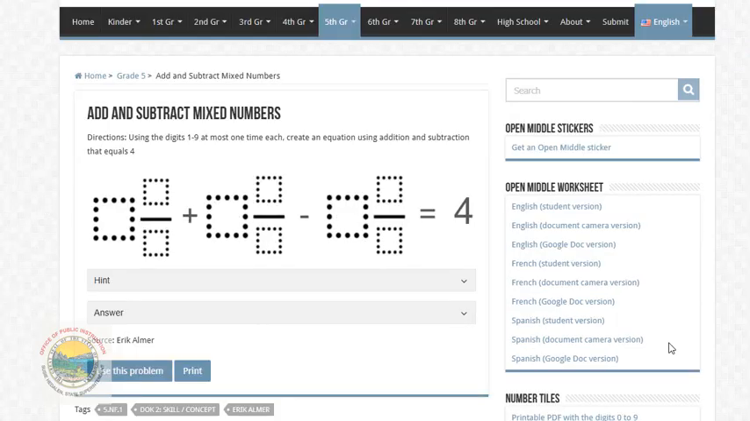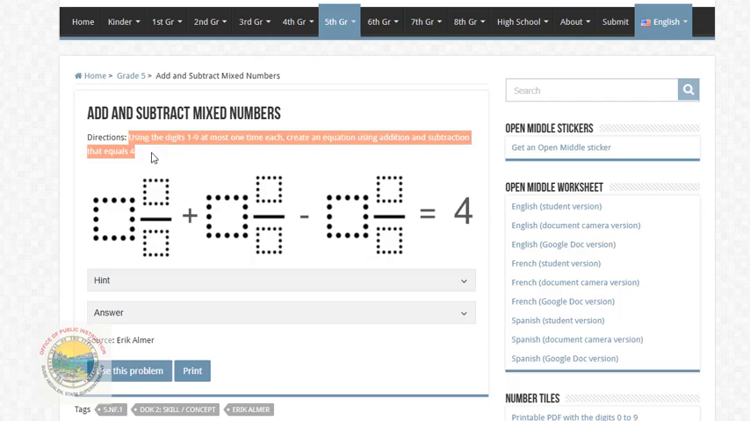How do we use the task? Basically, the premise of an open middle task is that there's always an answer that we're trying to work toward. There's always a structure to the problem, but there's a lot of entry points and a lot of solutions that students could engage in here. There's always some directions that involve parameters. This just puts a cap on how many solutions they can come up with and also gives them a starting point. So we're looking specifically for an equation of adding and subtracting 3 mixed numbers that are going to give us 4 in the end.